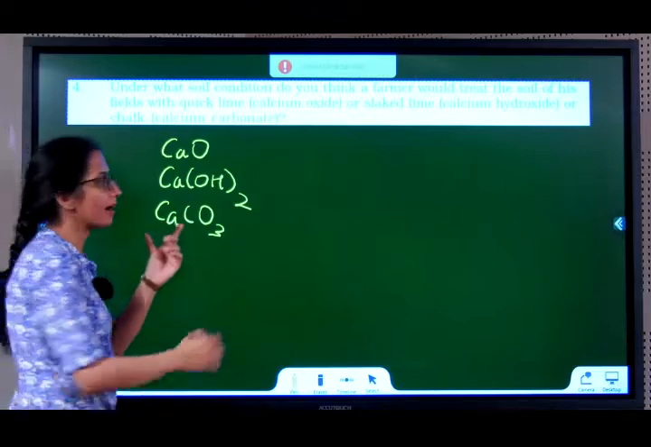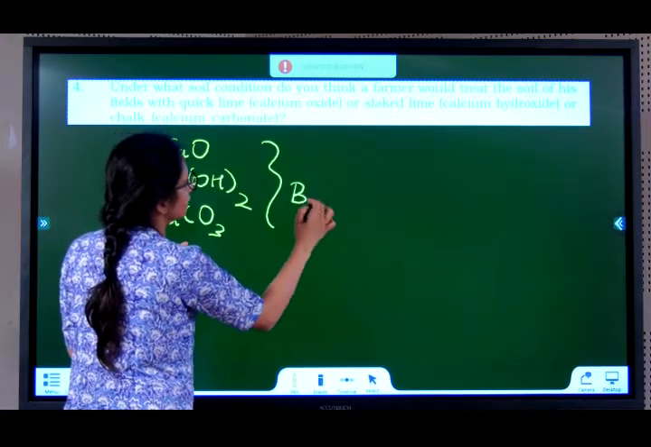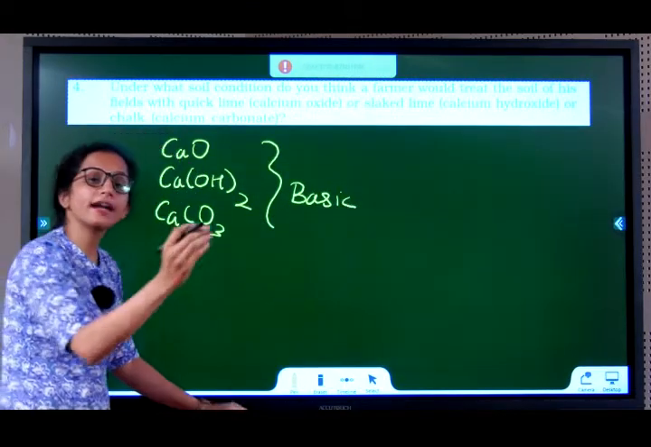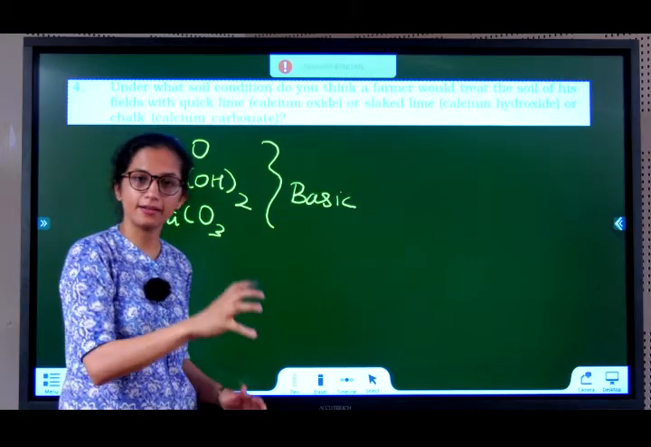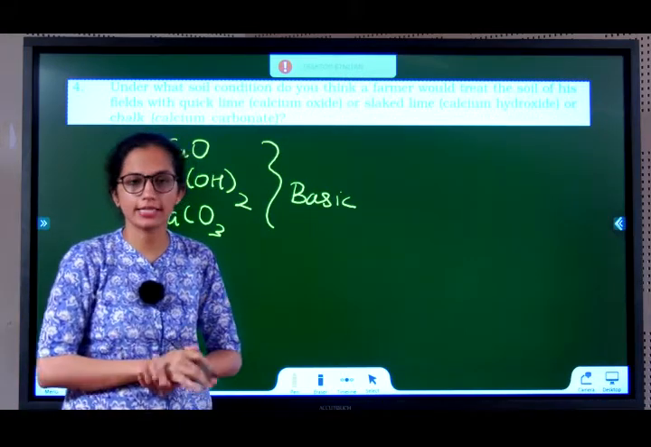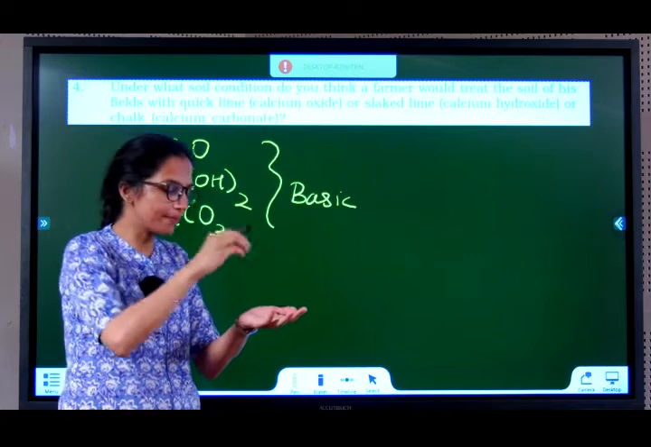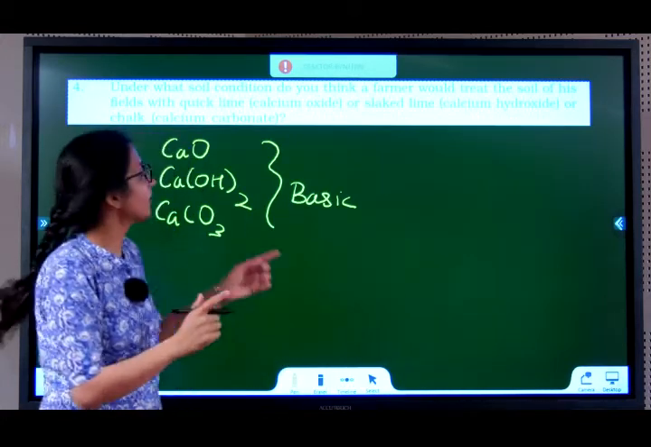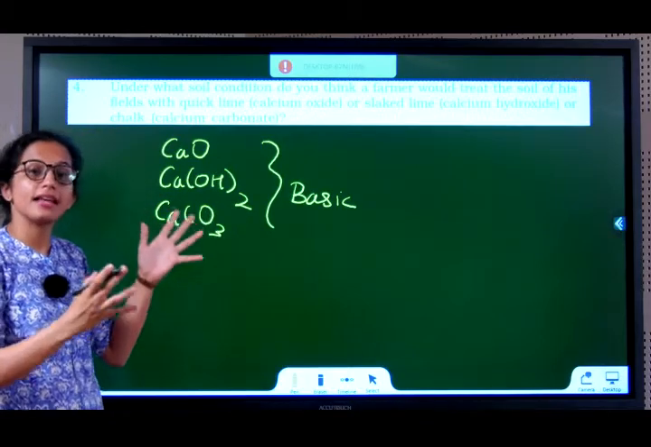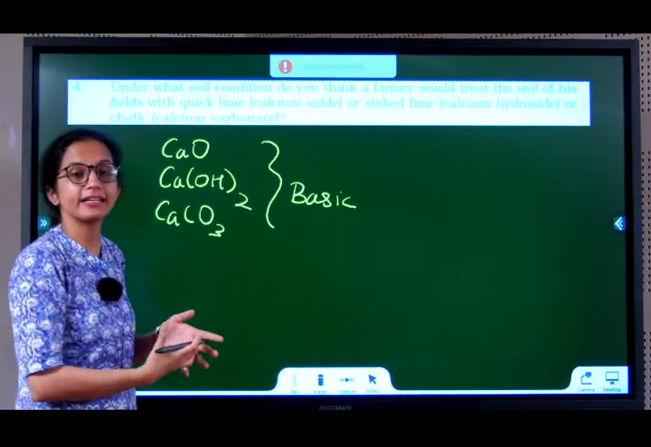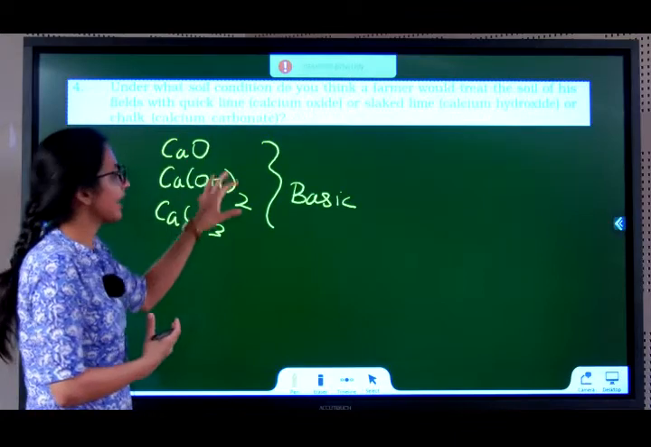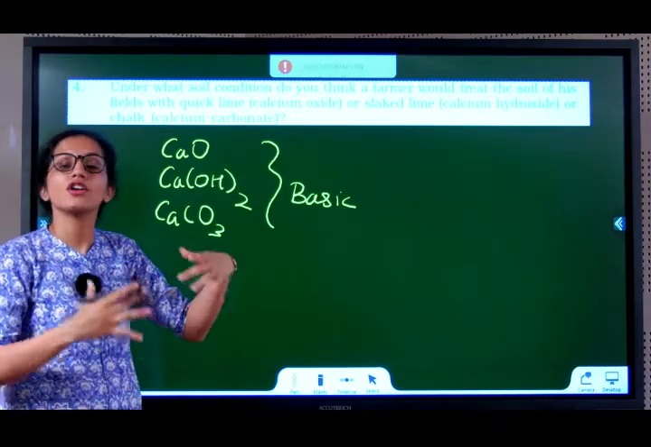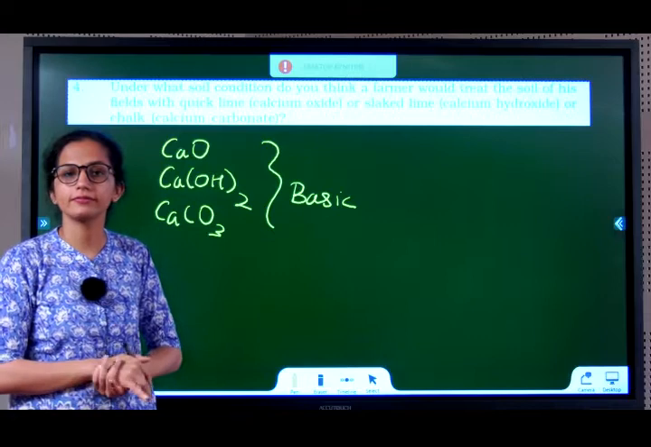All of these are basic in nature. When will you add a base to something? When you want to neutralize a substance. If I am adding base to the soil, that means my soil is acidic. So when your pH value is less than 5.5 or it is acidic, the farmer will add any of these compounds to neutralize the soil.